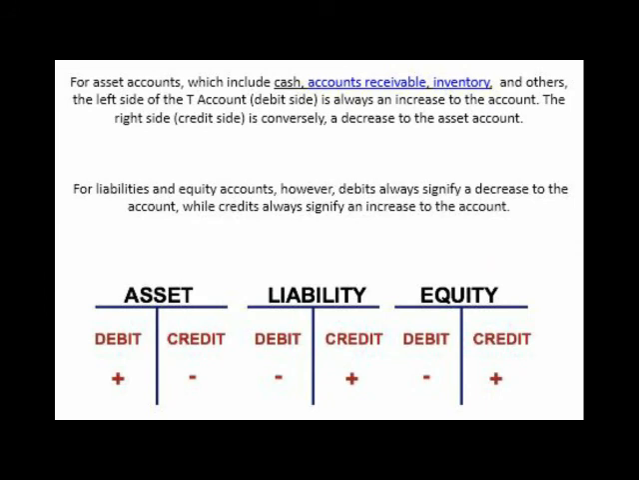For asset accounts, which include cash, accounts receivable, inventory and others, the left side of the T account, the debit side, is always an increase to the account. The right side, the credit side, is conversely a decrease to the asset account. For liabilities and equity accounts, however, debit always signifies a decrease to the account, while credit always signifies an increase to the account. I have shown the assets, liability and equity T accounts in front of you on the slide.